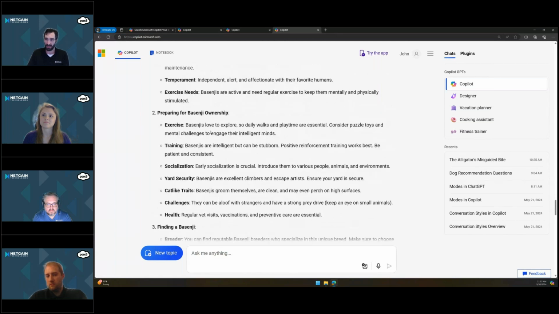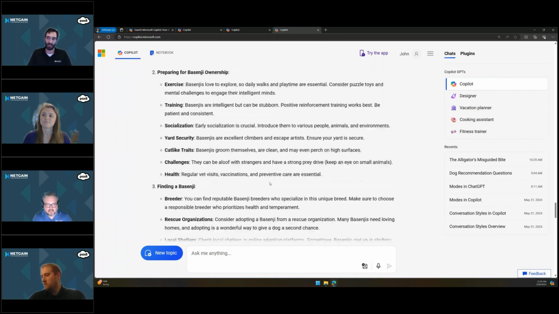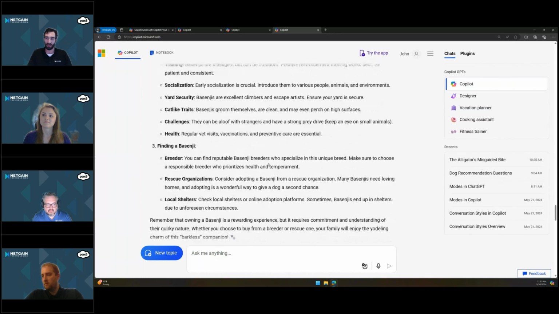So exercise, they're going to explore. Training is a positive thing for us to do, right? They're intelligent dogs, but they can be stubborn. All right, this sounds like a pretty good dog for our family here. So yard security, cat-like traits, challenges, health. I don't want to hit too much on these. So finding a Basenji. All right, so there's breeders. All right, okay. But make sure you choose one.